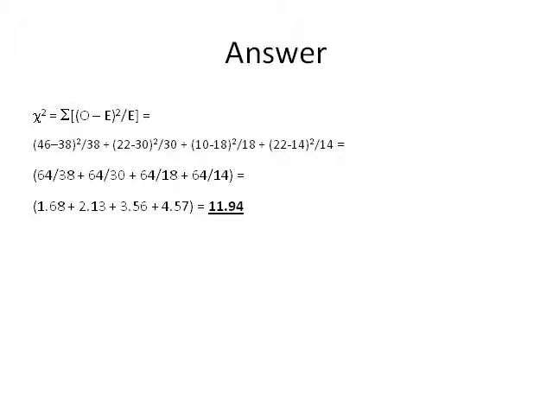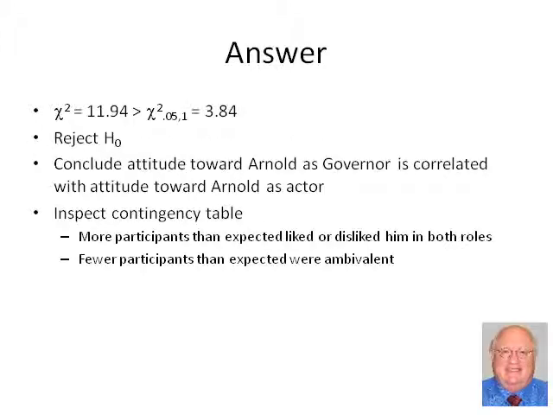Finally, chi-square is computed by summing all of these values, or 1.68 plus 2.13 plus 3.56 plus 4.57. This all adds up to 11.94. So our test statistic is 11.94. Before going to the next slide, what would be the critical value for the hypothesis test? And would we accept or reject the null hypothesis?